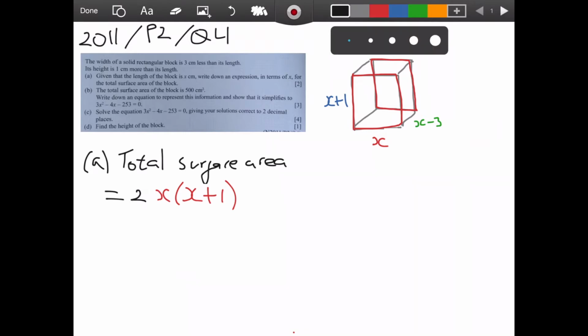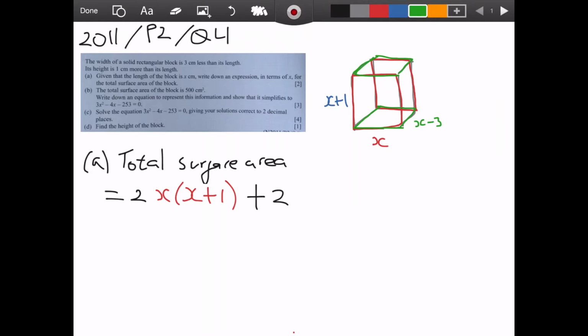Okay, and then we plus, let's use a green color over here. So this one, this is another surface area. This is x multiplied by x minus 3, and there are two sides with that area, right? So this is again 2 multiplied by x multiplied by x minus 3, right?